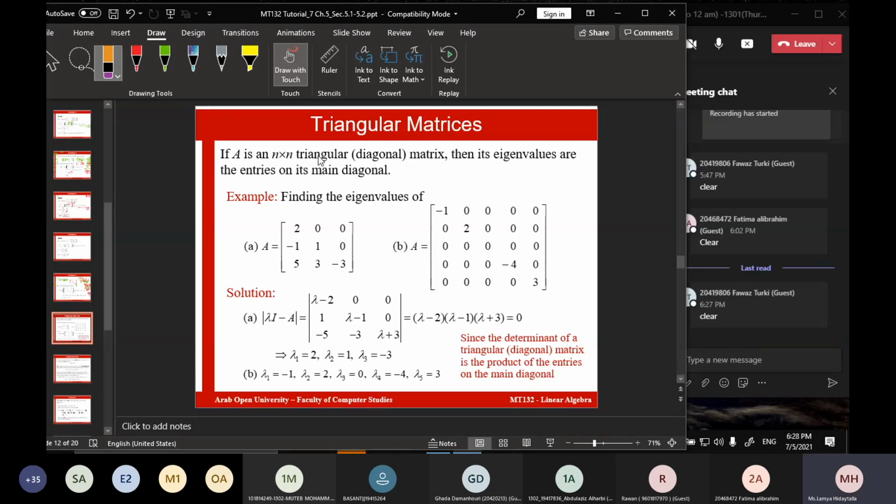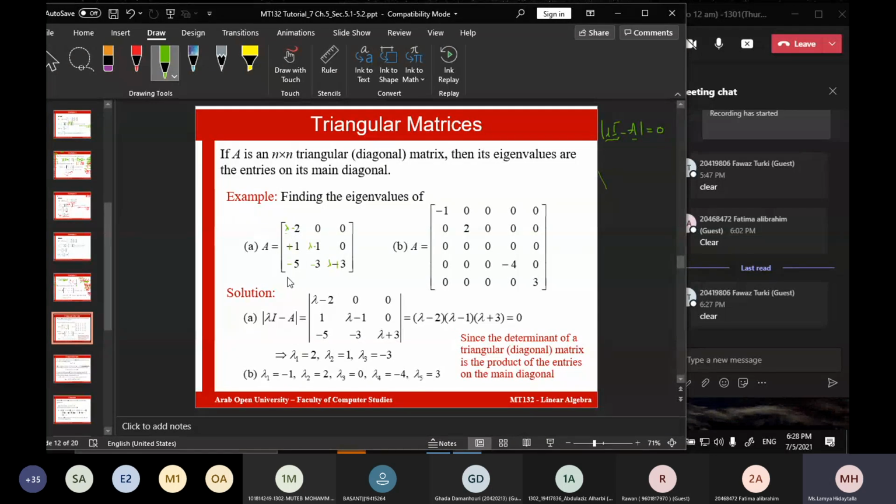Now, if A is an n by n triangular matrix or diagonal matrix, then I can easily find the eigenvalues. How can you find them? We used to find the eigenvalues like this: here lambda minus 2, here lambda minus 1, because what we want to solve is lambda I minus A and find its determinant, which is the characteristic equation, equal to zero. The sign changes like this, and this will be lambda plus 3, because when you multiply this by I, it is the elements on the diagonal. So minus A gives us this.